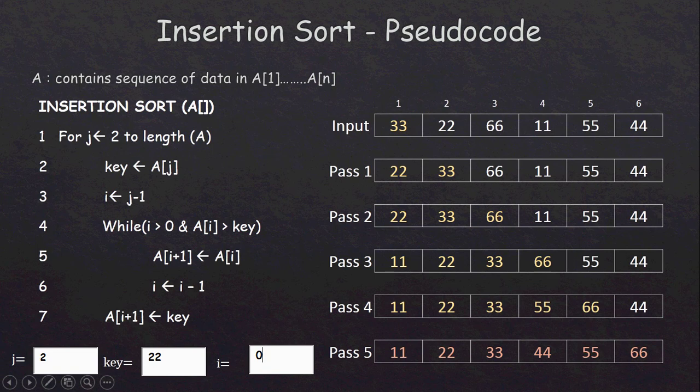It's A of i plus 1. A of i plus 1 is A of 1. In place of A of 1 I am storing key, so 22 will be stored. This is how I got pass 1. Again this for loop will repeat.